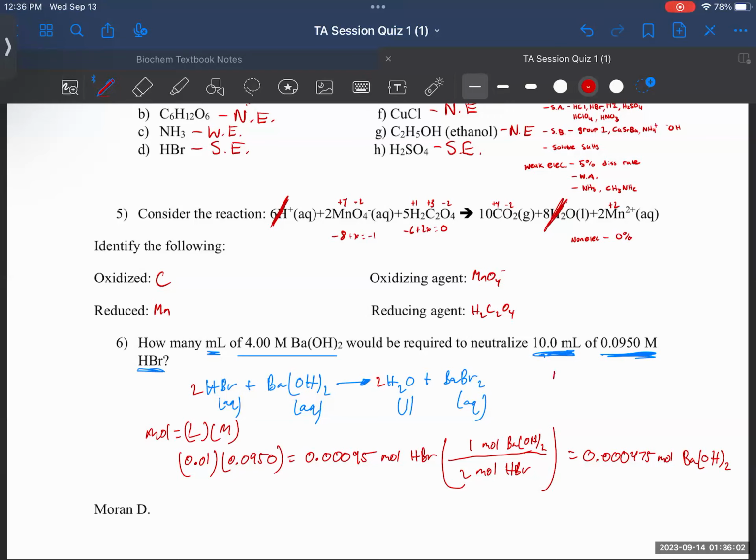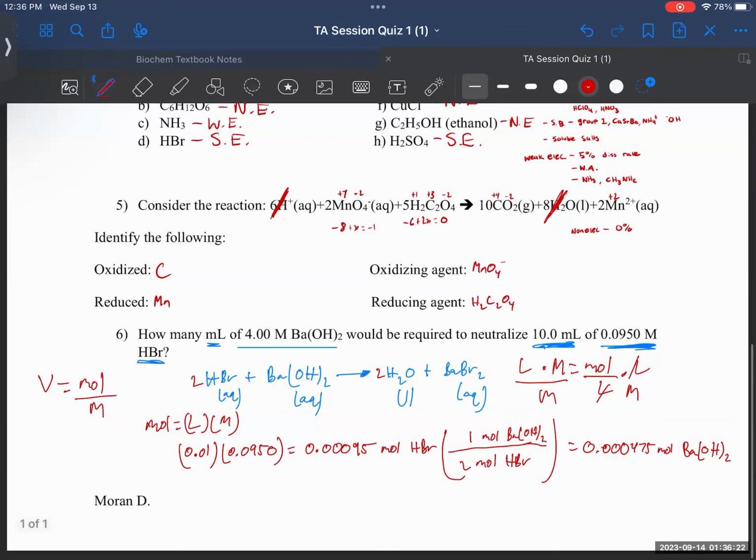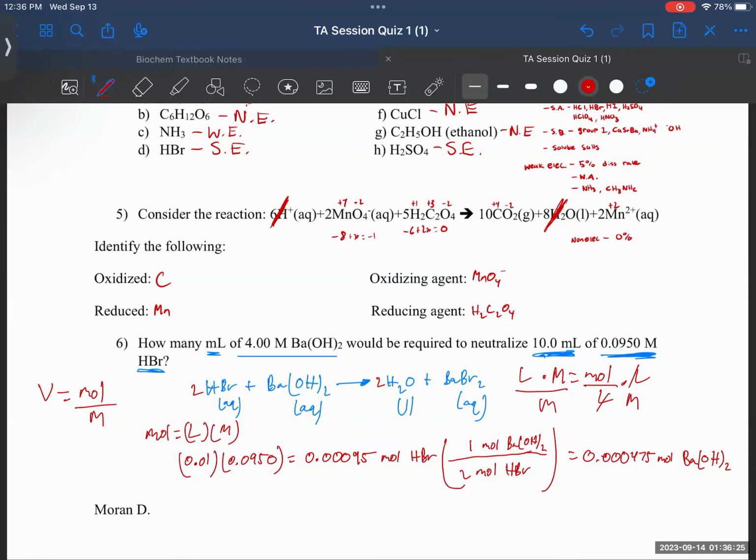Yeah, so molarity equals moles per liter. So the liters, if we multiply both sides and then divide both sides by the molarity, we get that the liters, or in other words volume, equals the moles over the molarity. So if we solve that out, we have our moles, 0.000475, over our molarity, which is 4.00. We divide this by 4 and we get our volume to be 0.00011875.